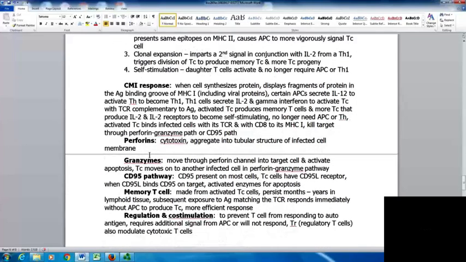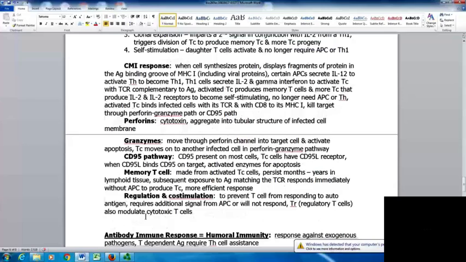So perforins are a cytotoxin that will aggregate into a tubular structure of an infected cell membrane. The granzymes are going to move through that perforin channel into a target cell, and they'll activate apoptosis. Then the cytotoxic T cell can move on to another infected cell in the perforin granzyme pathway. With the CD95 pathway, you have CD95 that's present on most cells. Cytotoxic T cells have a CD95L receptor. So when the CD95L binds CD95 on the target, the enzymes will be activated for apoptosis.